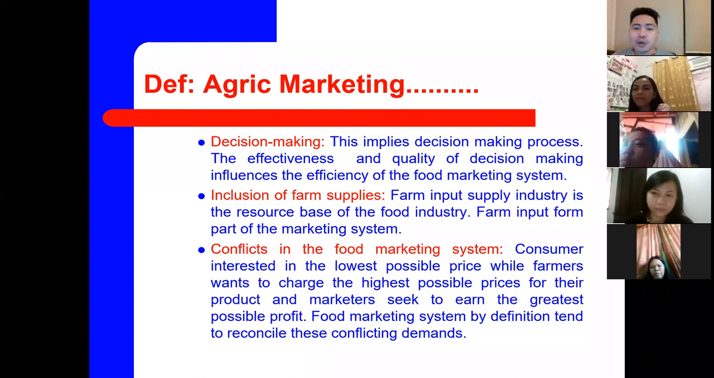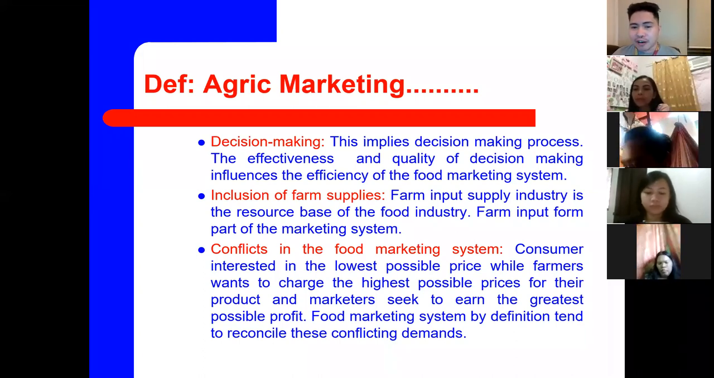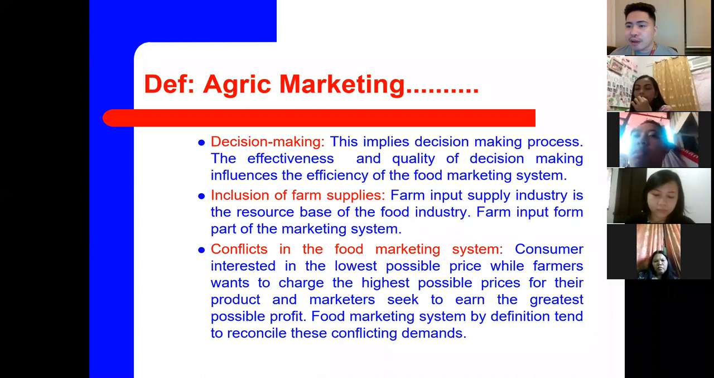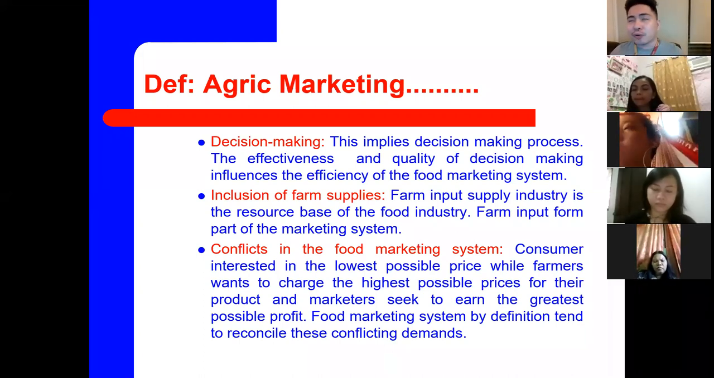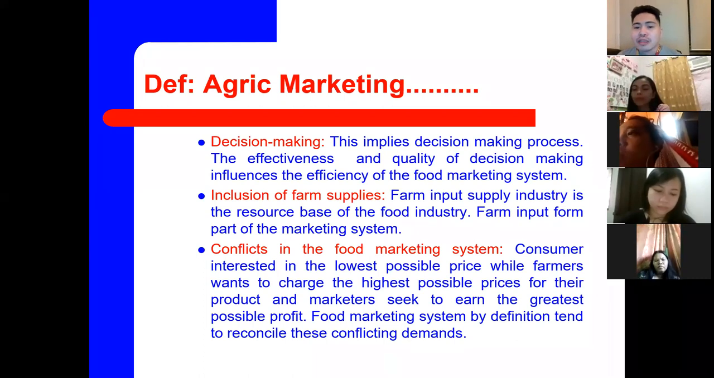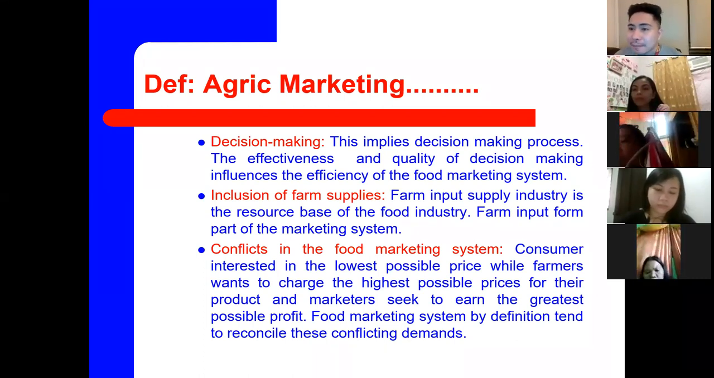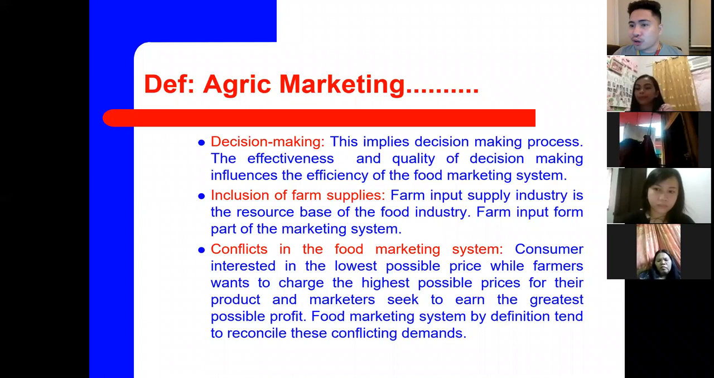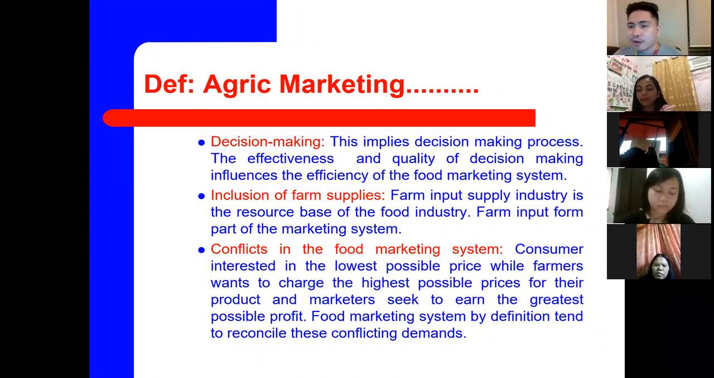Okay, second one is inclusion of farm supplies. So, inclusion of farm supplies. Farm input supply industry is the resource base of the food industry. Remember, yung mga hayop na ginagawa nating alaga, yung mga tanim na produkto, they are actually farm input supplies. So, they can be consumed for direct consumption. They can be used for processing of other products. And that would actually imply that yung farm natin is intended for supply. So yung farms natin are not actually just businesses, but they are also suppliers.